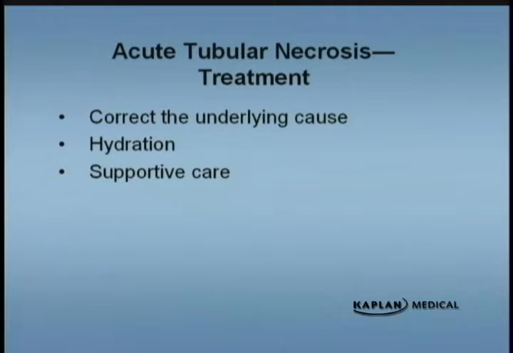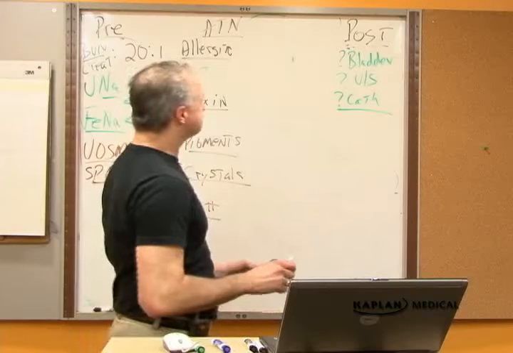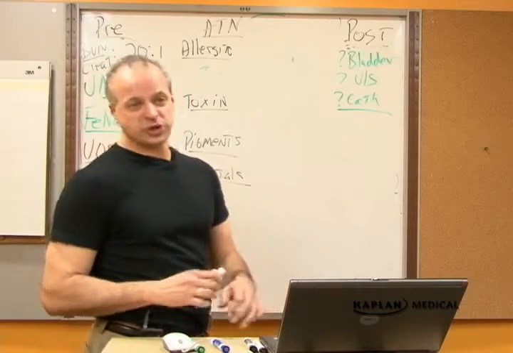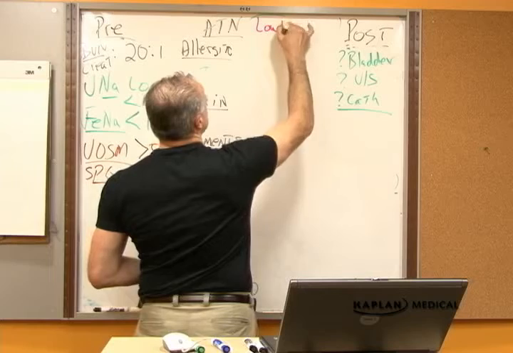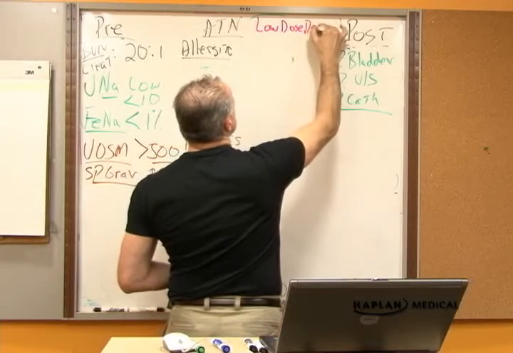So the difference between Step 2 USMLE board review and ordinary knowledge and caregiving is that we're just as interested in the wrong answers as we are in the right answers. For instance, what does not work? Low dose dopamine.